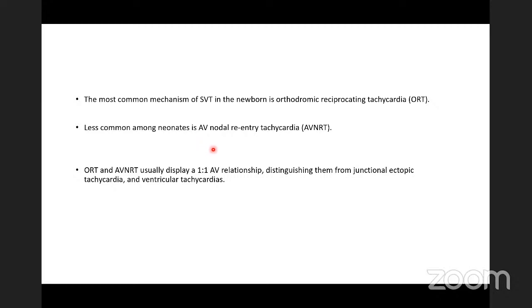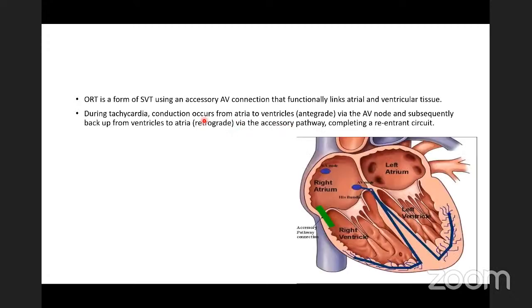There is one P wave and then one QRS, and then one P wave and one QRS. And that distinguishes them from other causes of SVT, that is, junctional ectopic tachycardias or ventricular tachycardias. So just to elaborate more about the ORT, this is a form of SVT using some accessory pathway. This is the normal conduction system of the heart. If you can see my atrium, the SA node usually sits in the right atrium at the junction of the SVC and right atrium.